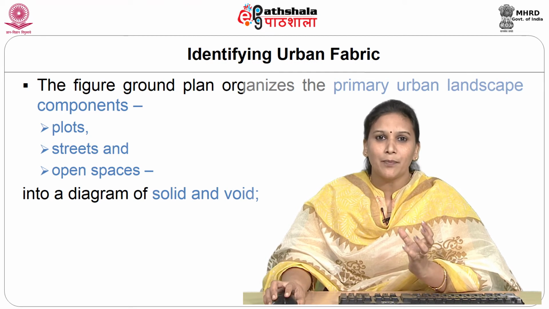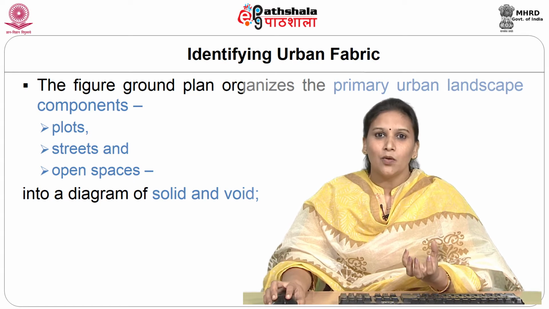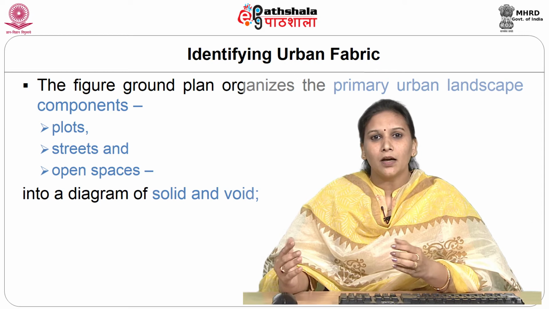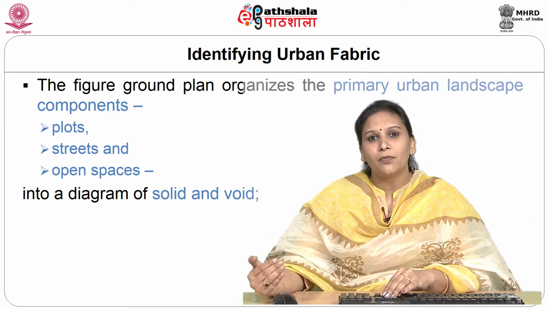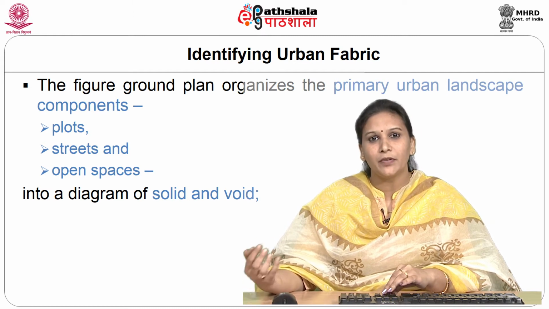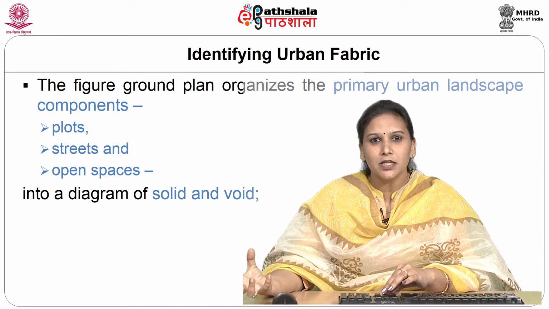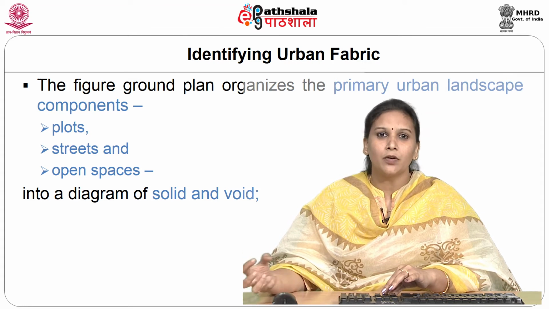So, these maps tell us what the urban density of the city is, what the built up area is, and what the unbuilt area is. These are the different types of analysis we arrive at by doing an urban fabric map, which is nothing but a figure ground map. We get first hand information of what the city is, what the density of the city is, what the character of the city is, and how the city has been mapped over a period of time.